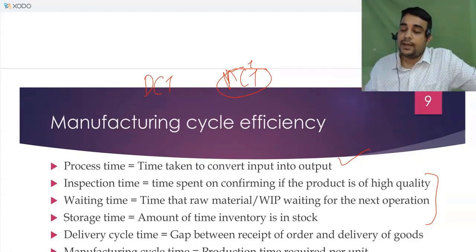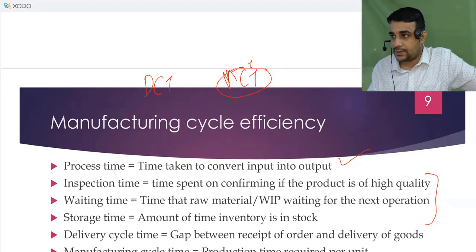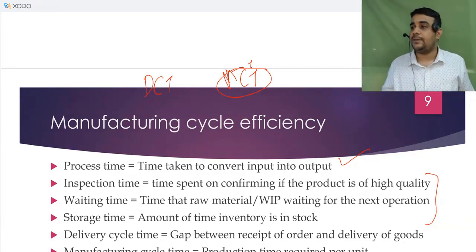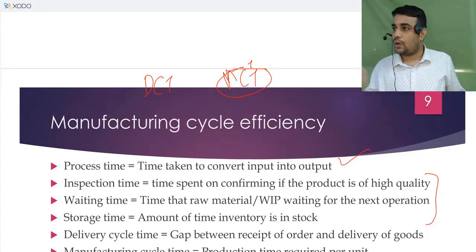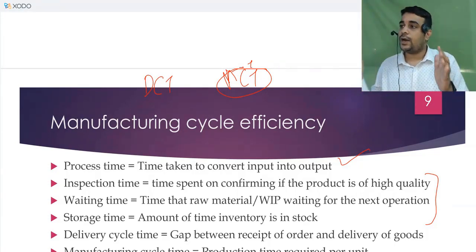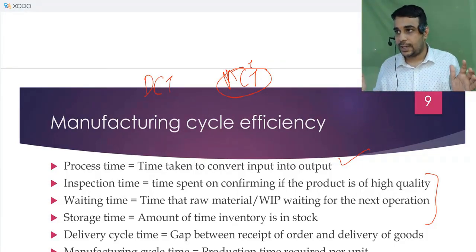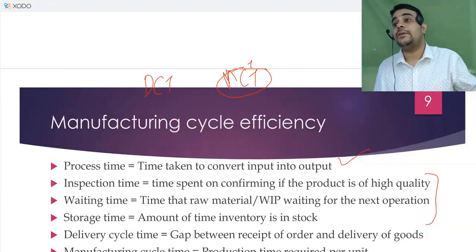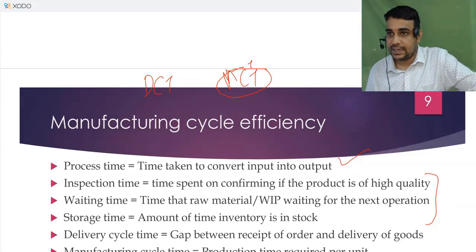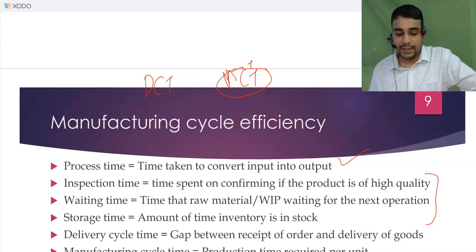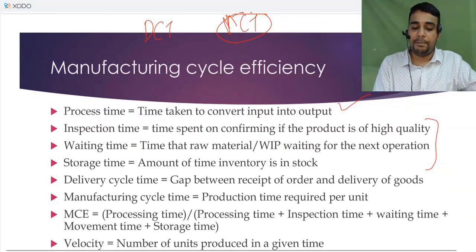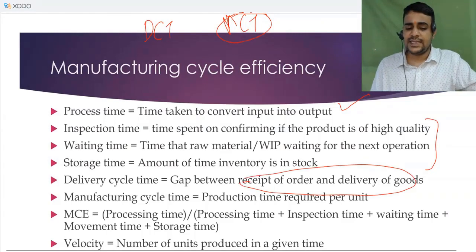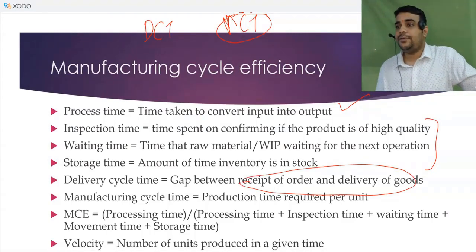Then after that, they started manufacturing. So process time started, then inspection happened, some waiting time was there, some storage time was there. So all those they incurred. That went on for another 20 days. So manufacturing happened. So manufacturing cycle time is 20 days. Delivery cycle time would be 25 days. Delivery cycle time is the gap between the receipt of order and delivery of goods.